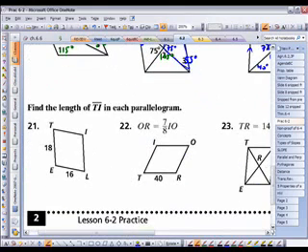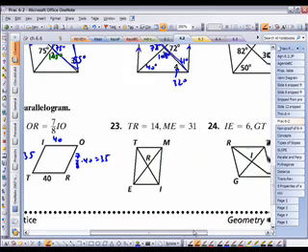Okay, we're trying to find the length of TI. TI is going to be 16 because opposite sides are congruent. Let's see, OR is 7/8 of IO. Okay, IO is going to be 40. And then 7/8 of 40 is 40 divided by 8 is 5 times 7 is 35, which makes this one 35 because opposite sides are congruent.